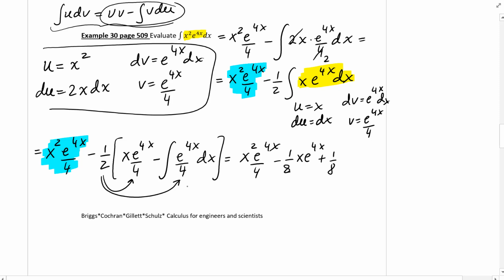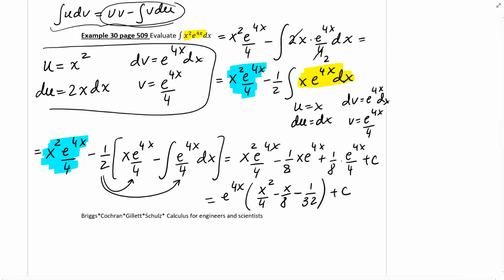So I multiply these two, that's how I got 1 over 8, and then I end up only with integral of e to 4x, which is e to 4x over 4. Plus c again, so I can write e to 4x as a common factor, and then I can say x squared over 4 minus x over 8 minus 1 over 32 plus c. And we could have arranged them in other ways, of course.